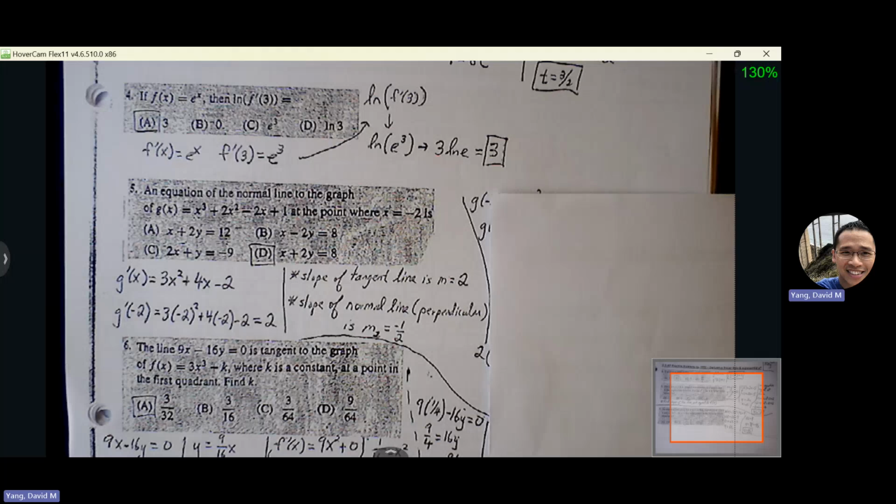This will be the slope for the tangent line, but we want the slope of the perpendicular line. So the slope that we really want, if my slope is 2, then the slope that I really want is going to be what? -1/2.